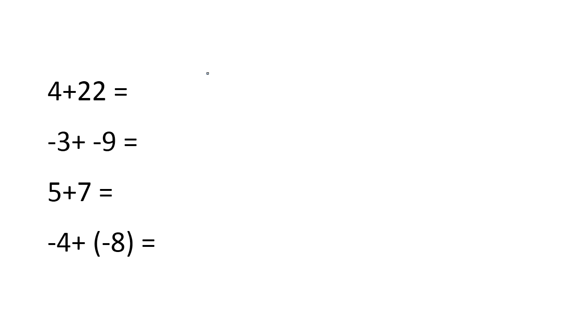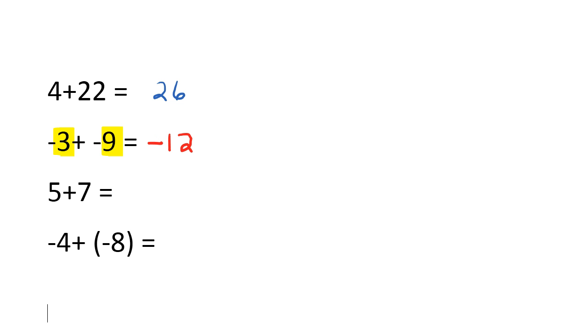Let's just do a few of these so we make sure that we've got this down. So 4 plus 22 is 26. Negative 3 plus negative 9. As soon as you see they're both negatives, you look at the absolute value, the 3 and the 9. When you do that, you get 12. And because these were both negative, your answer is negative.